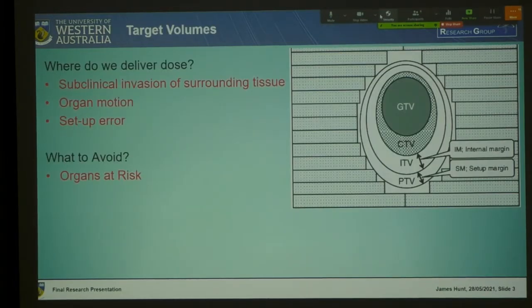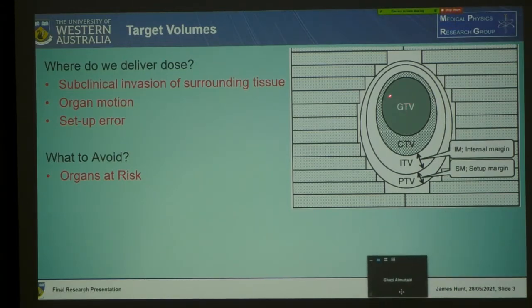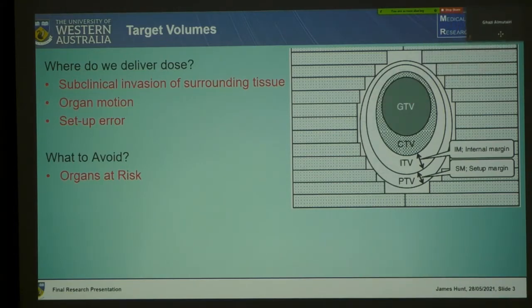So I'd like to introduce by just talking quickly about target volumes. Most of you probably know a bit about them. We have a gross target volume in a tumour when you're looking at treating a patient. Gross target volume is the visible, or through imaging, portion or volume of the tumour. You then have a clinical target volume because when you can see a tumour in a patient, you assume there is some subclinical invasion as well around the tumour that you want to treat.